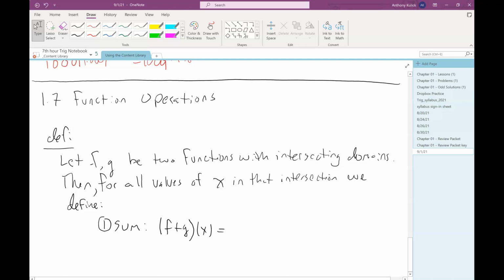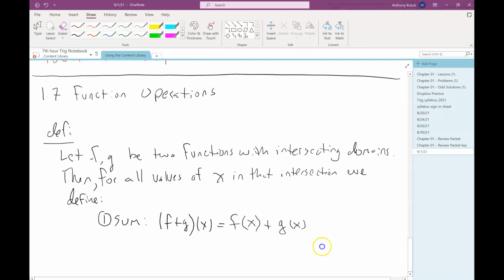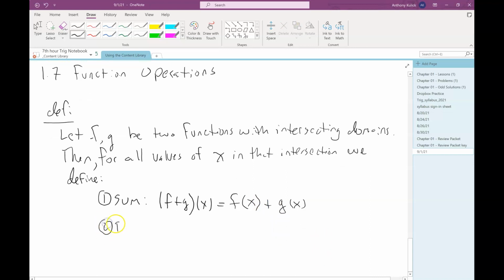So if we pick some x that works for both functions, then we take the sum of 2 functions evaluated at x. That's the same thing as taking f evaluated at x and g evaluated at x and adding them together. Subtraction works the same way, that f minus g evaluated at x is the same thing as f of x minus g of x.